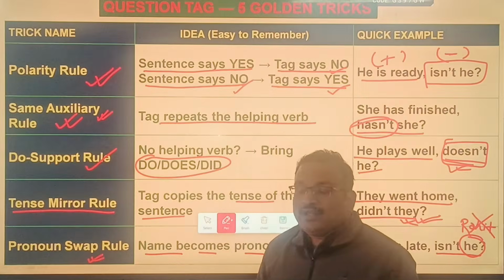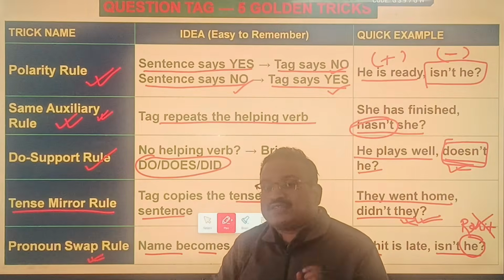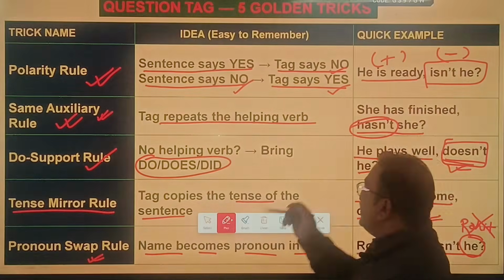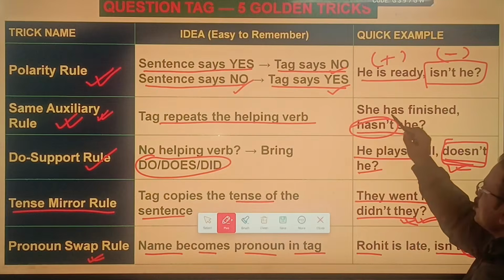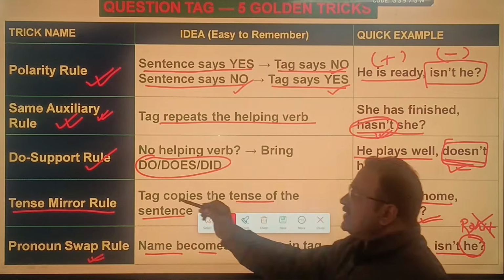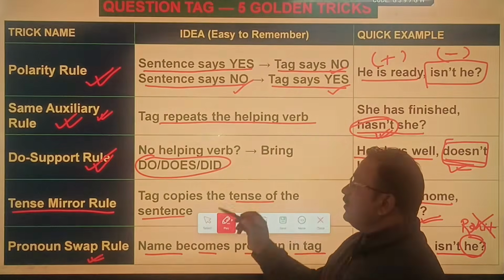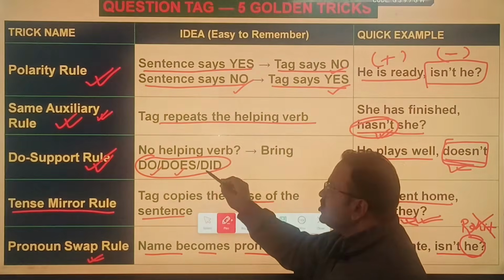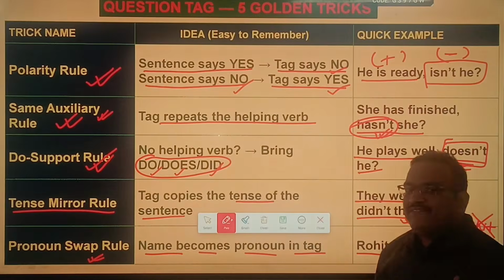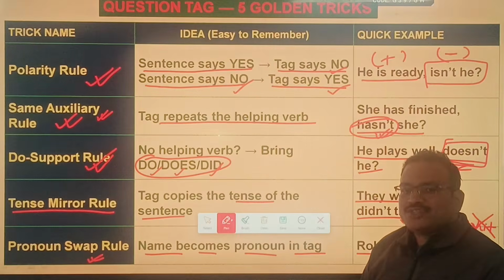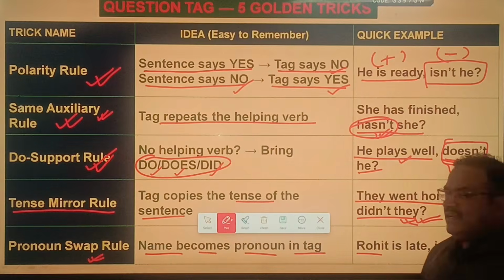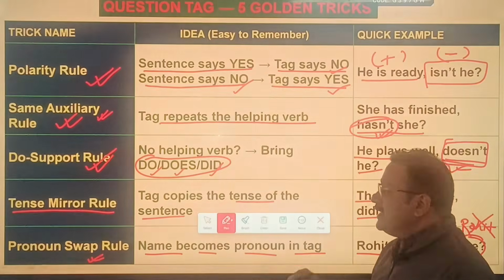What is same auxiliary rule? In question tag, we will use the same auxiliary verb as has been used in the sentence. You can see she has finished. So same auxiliary verb we have used, hasn't she. In case you don't have auxiliary verb, what will you use? Do, does, and did. He plays well, doesn't he? He plays well. We don't have auxiliary verb here. So what we use, doesn't he? Why? Because this is simple present tense, and in simple present we have do, does.